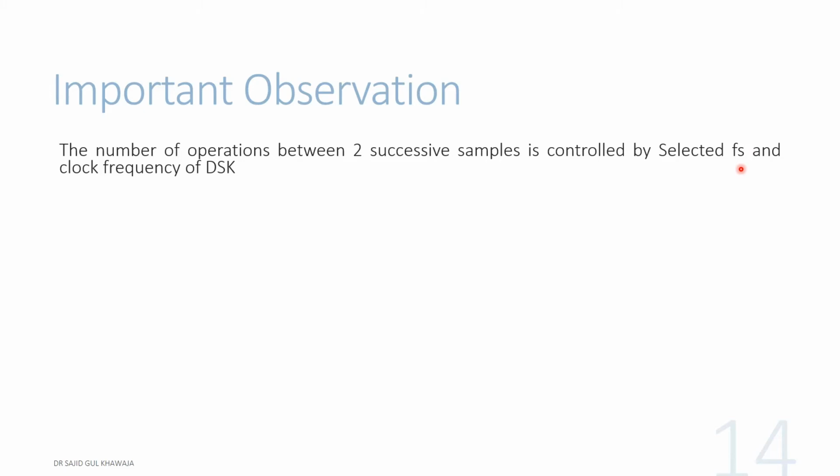Now, these successive reads are defined or controlled by two parameters, namely the Fs, the sampling rate selected for our audio codec, and the clock frequency of DSK. First, I'll be discussing the clock frequency of DSK, and then taking an example of Fs, we'll learn how many cycles, how many operations do we have available between two successive sample reads.